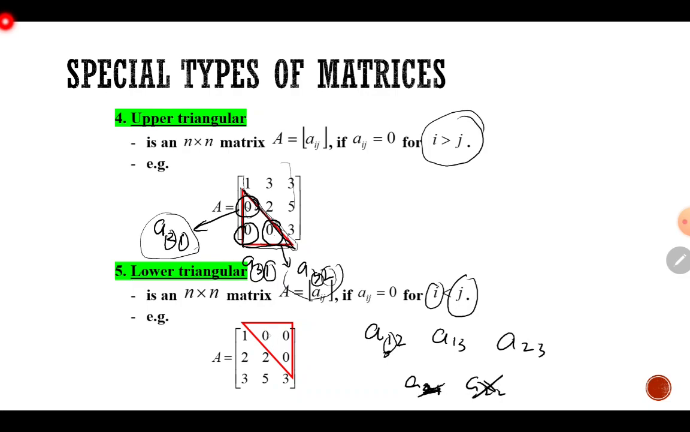So that's why you get here A12 is 0, A13 is 0, and A23 is also 0. So this is so called as a lower triangular matrix. Okay, that is, I'll go very quick on the special types of matrices. Alright, so next.